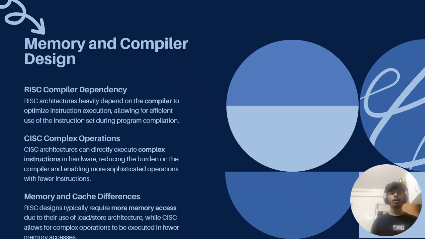CISC lets hardware take on more work directly, which can result in denser code and potentially less RAM use. But it requires more sophisticated cache and branch prediction strategies.